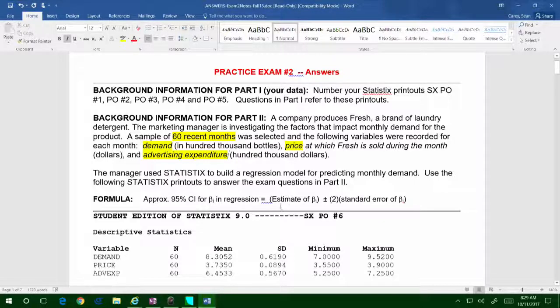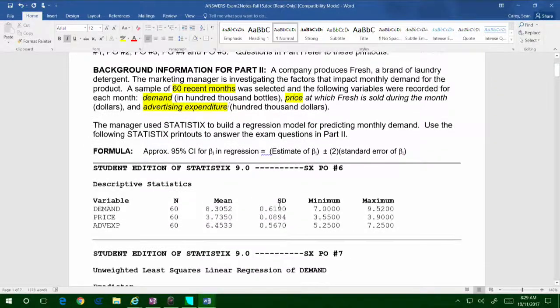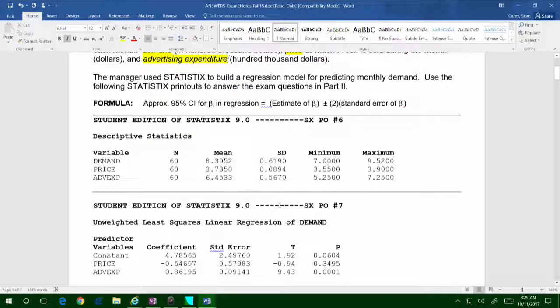Notice I do give you a formula for finding a confidence interval in regression, if you have to use that. Then you're going to get some printouts. Your printouts are numbered 1, 2, 3, 4, and 5, so I'm picking up from there, number 6, number 7, and so on. Let's take a look at each one of these printouts and see what information we're getting in each one. Printout number 6: descriptive statistics for each of the variables, demand, price, and advertising expenditure.